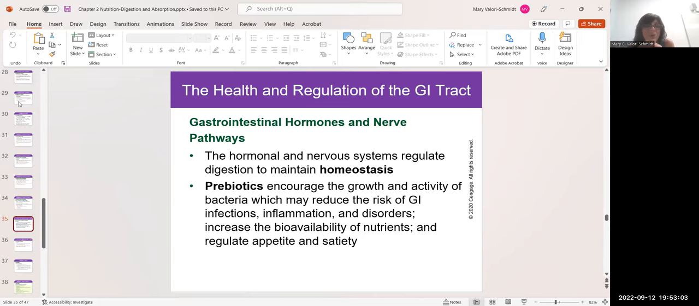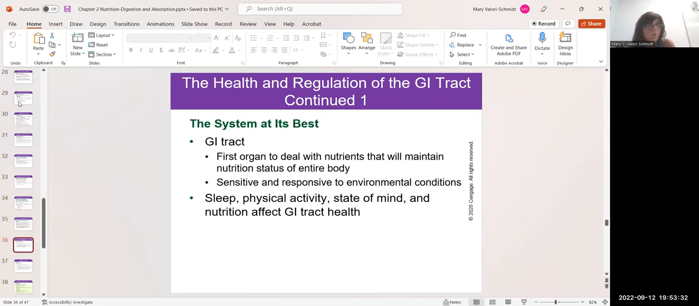Okay. So gastrointestinal hormones and nerve pathways. Everything that your body does is to keep you in a state of homeostasis. The word homeostasis means that your body is running in a perfectly balanced state. All the systems are a go, like everything's running the way it's supposed to be running, right? Here they talk about prebiotics, probiotics, right? Encourage the growth of activity, which can reduce the risk of infections, blah, blah, blah, but only when you need them.